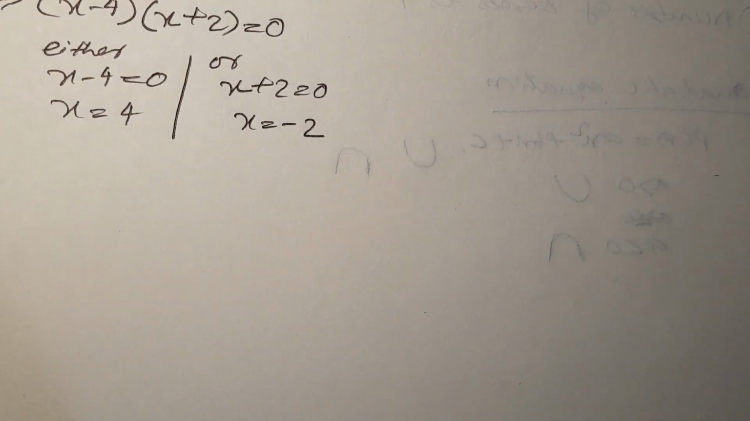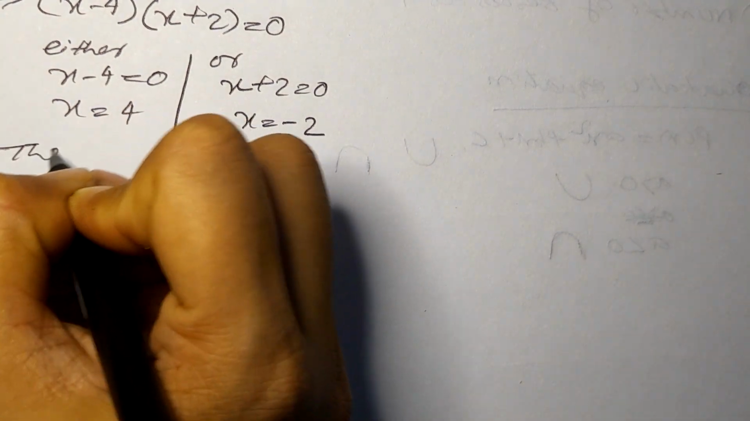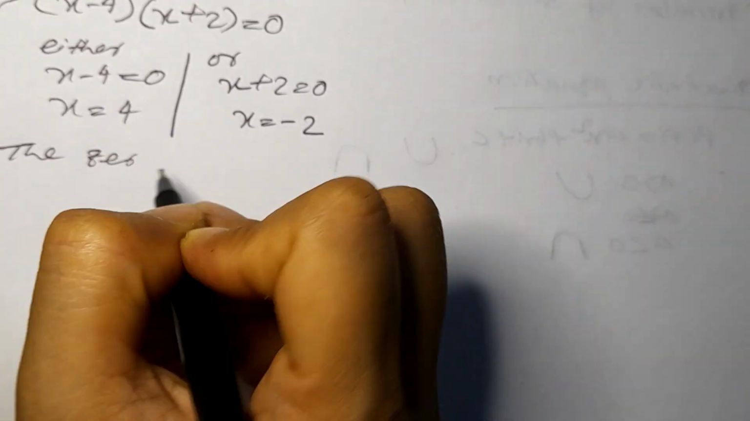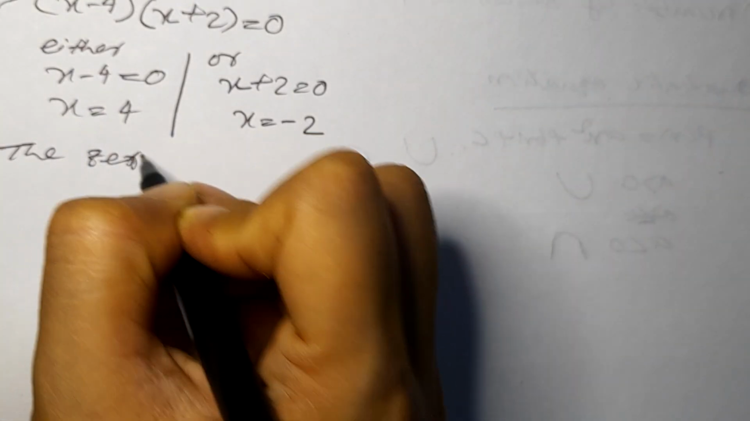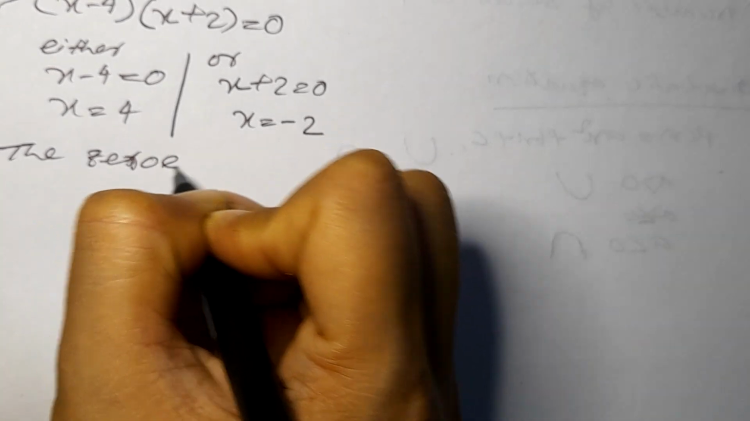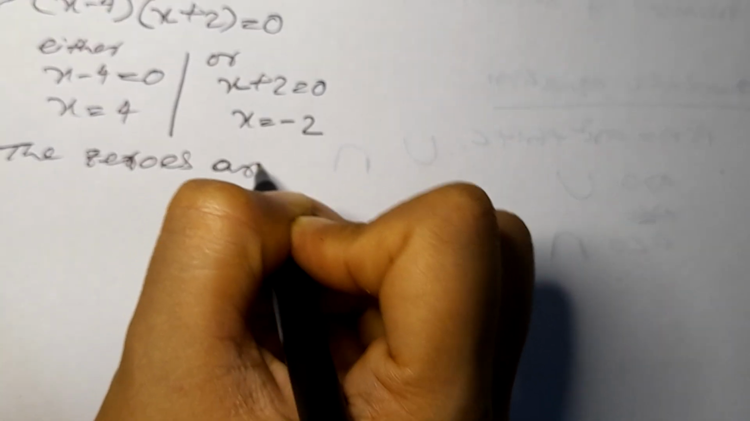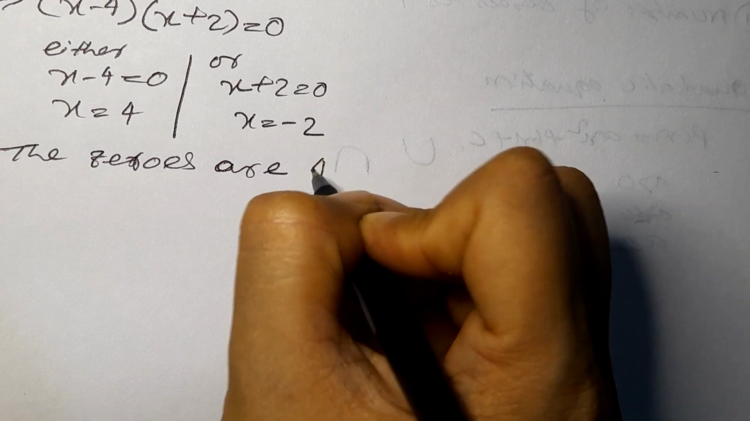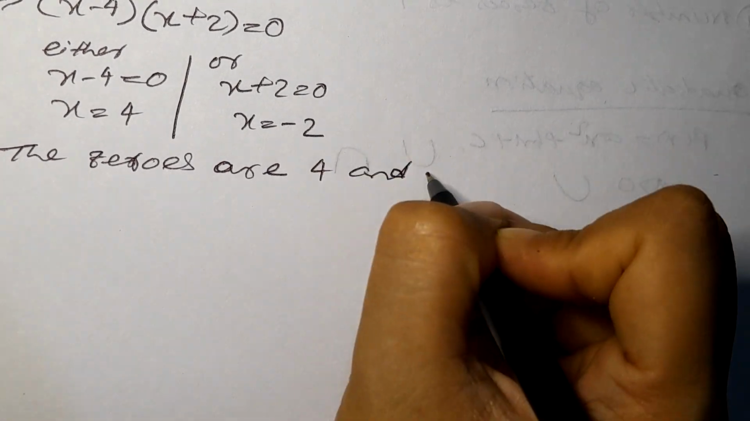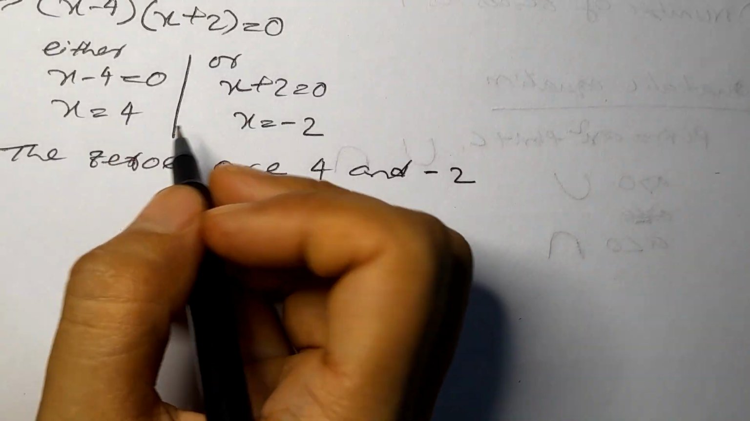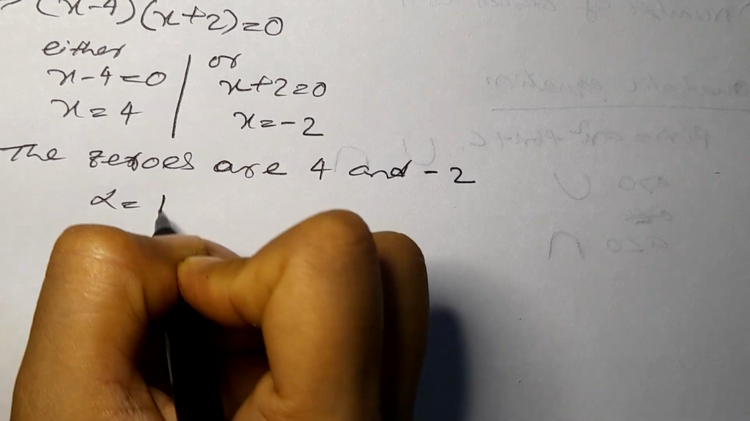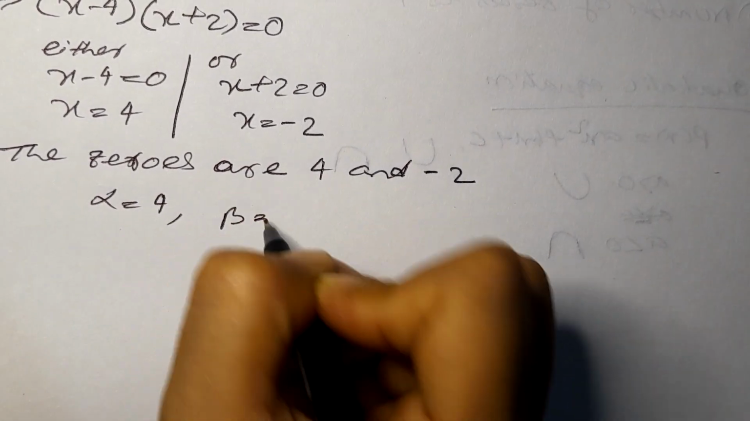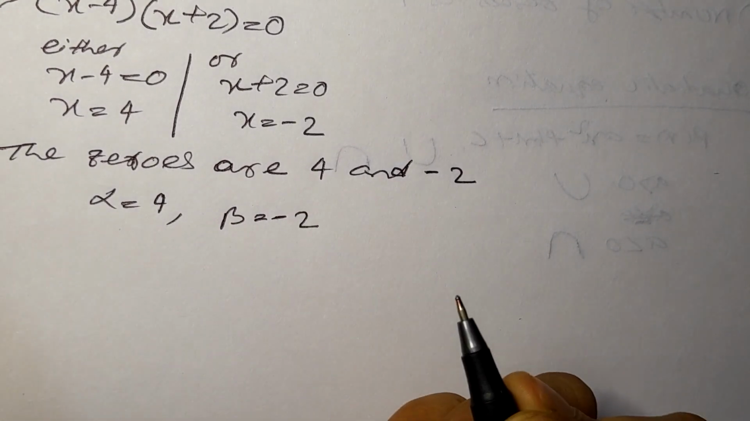The value of x is called the zeros of the polynomial. So the zeros of the polynomial are 4 and minus 2. We represent them by alpha and beta. Alpha is equal to 4, beta is equal to minus 2. We got the zeros of the polynomial.